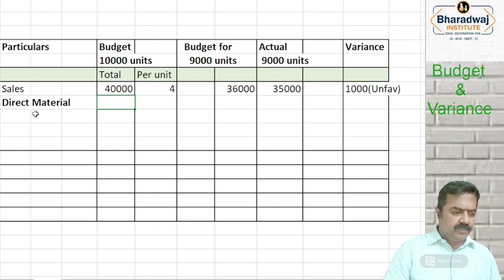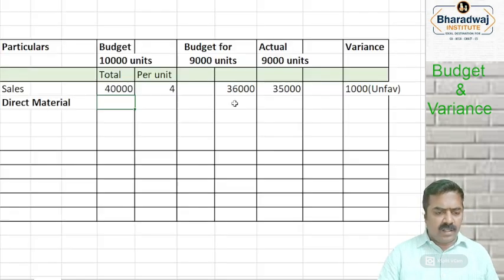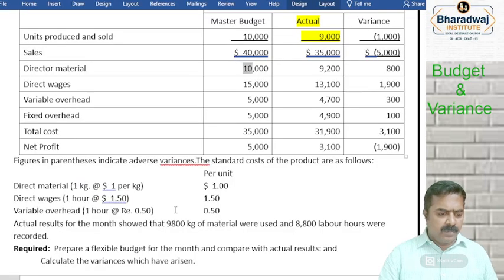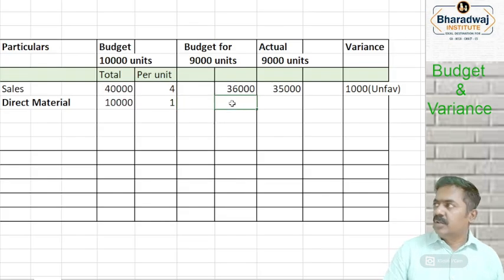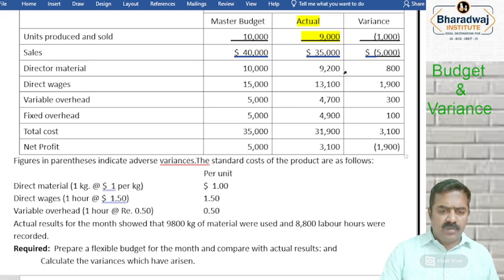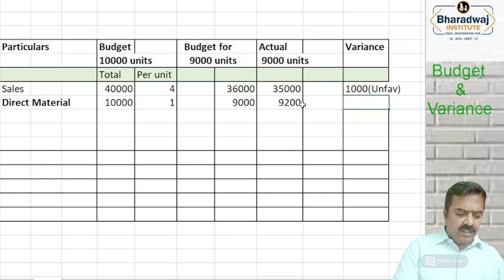Then direct material. Direct material, how much is given? 10,000, which means $1 per unit. That is what is given over here also. If it is 10,000 units, 10,000, now what is for 9,000 units? 9,000 should have been the cost. What is actual for 9,000? We spent 9,200. It is 200 unfavorable variance.